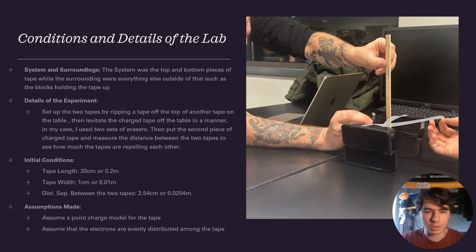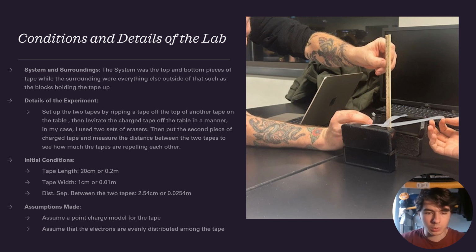So the conditions and details of our lab. In our system and surroundings, the system was the top and the bottom pieces of tape, while the surroundings were everything else. To set up the experiment, we had to rip a tape off another tape from the table, then levitate the charged tape off of the table in such a manner that it didn't touch the ground, and we had enough space to put the other piece of charged tape under it. And then we measure how much they repelled each other.